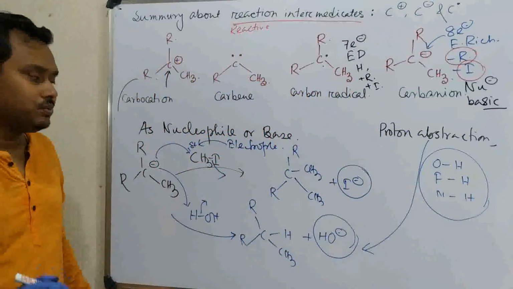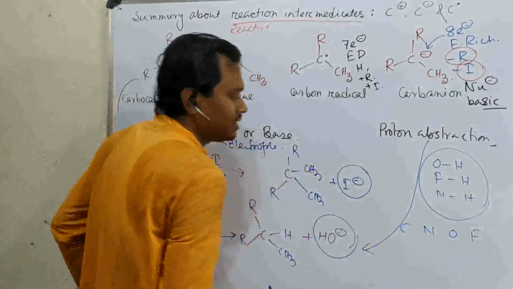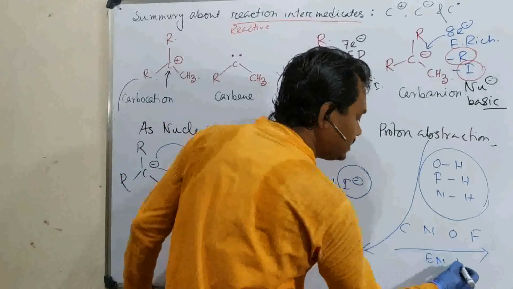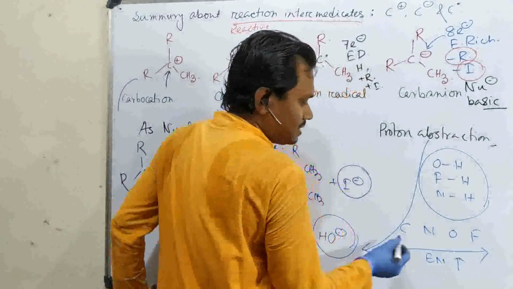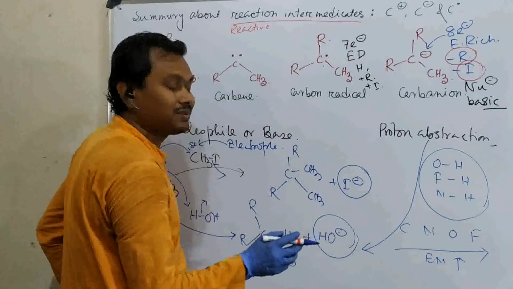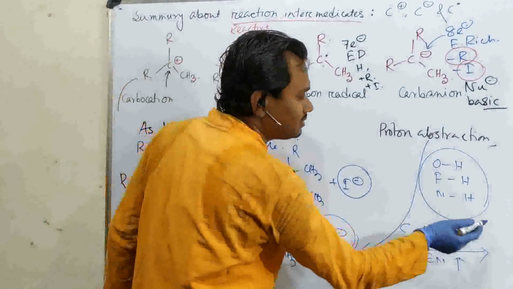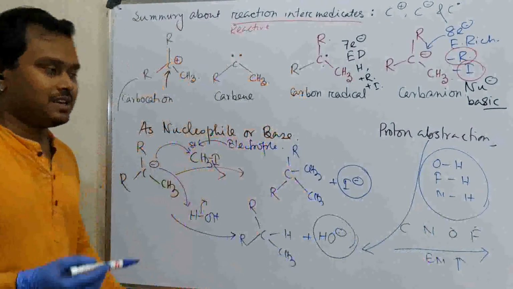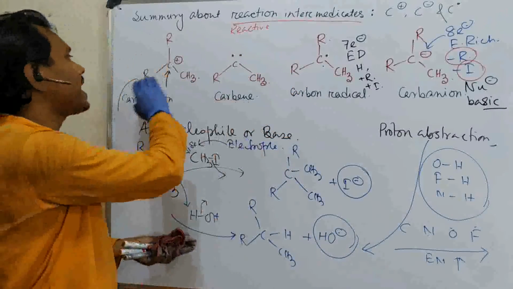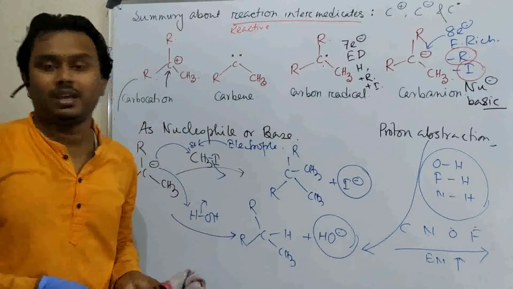Okay. And additionally, if you check the periodic table, carbon, nitrogen, oxygen, fluorine. As you go along this direction in size, electronegativity increases. That means compared to carbon, these atoms can hold the negative charge in a better way. That is the reason that from carbanion to the corresponding anion, this is more favorable. Okay, fine. So this is the overall description of these reactive intermediates, their nature, their reactivity, and what type of reactions they undergo.